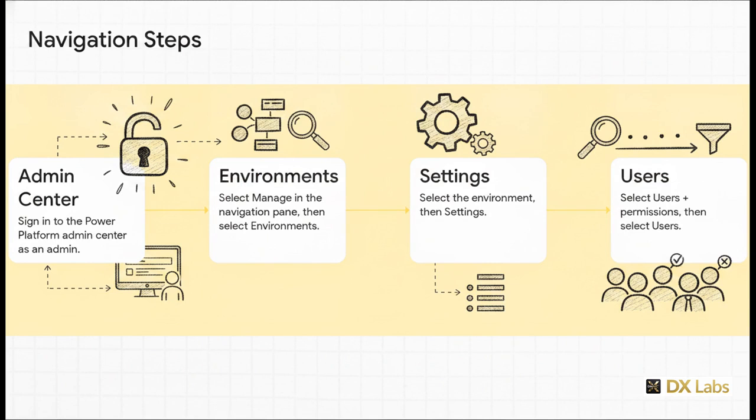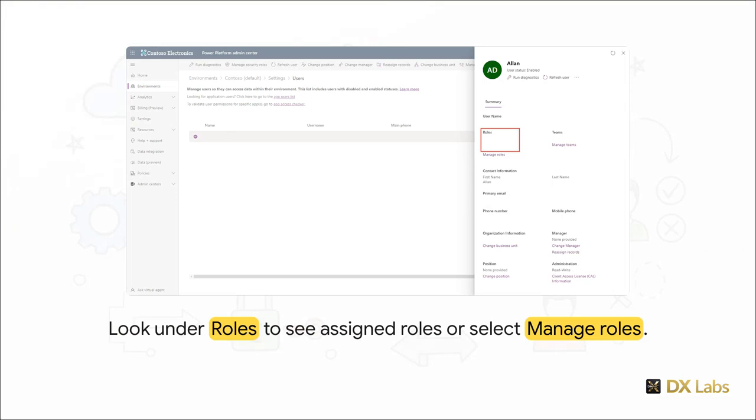To check a specific user's permission settings, you first sign in to the Power Platform Admin Center as an admin. Then you select Environments from the left navigation pane, choose the specific environment you want to investigate, and just click Settings. From there, you expand Users plus Permissions and select Users. And to find your specific person, you can either scroll through the list, or to save some time, simply use the filter field right up in the top right corner. Once you select your user's name, a pop-up pane will appear on the right side. If you look under the Roles section, you'll see the active list of roles currently assigned to them.